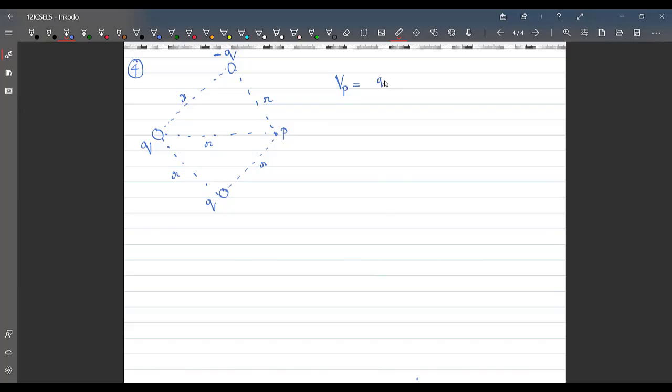Q by 4 pi epsilon naught r. Yes. For the first charge, the electric potential due to this will be Q by 4 pi epsilon naught r, plus the electric potential due to the second charge is Q by 4 pi epsilon naught r. And the third one will have a negative sign, so this cancels out one of them, and you have remaining Q by 4 pi epsilon naught r.